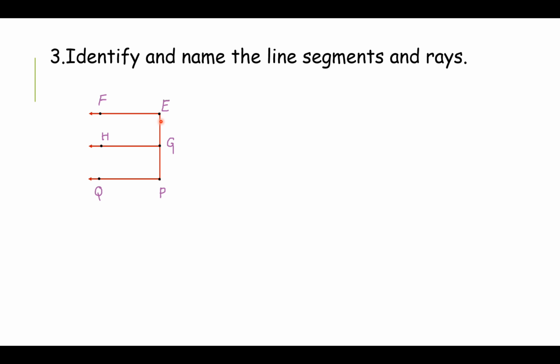No, FE does not have two endpoints. It is extending at Q. So if you observe EG, this is a line segment. Similarly GP is also a line segment. You can write EG and GP. Here you can write EP is also a line segment.